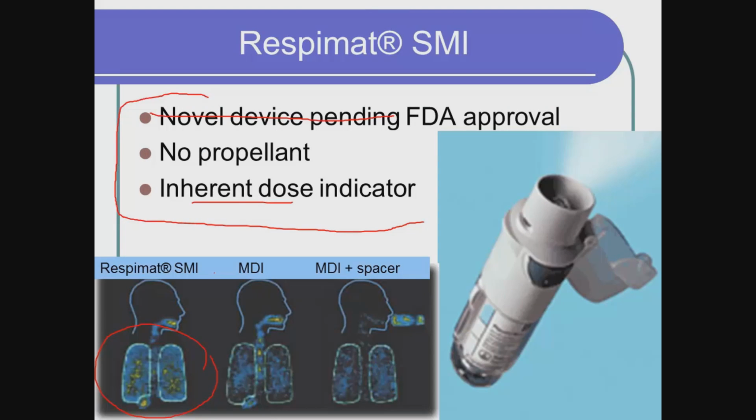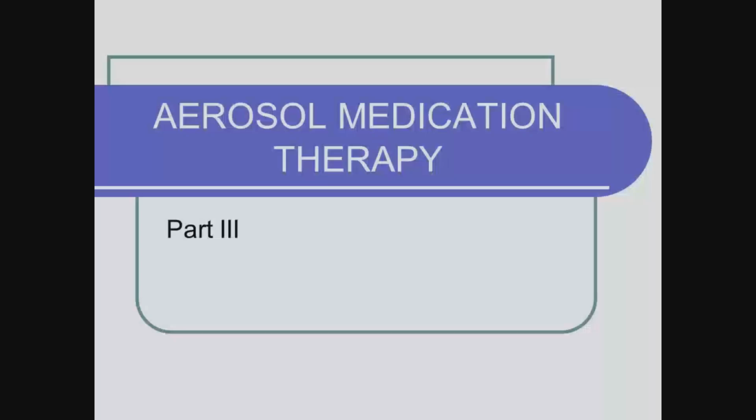This is a brand new one. It is not pending FDA approval. It has FDA approval. There's no propellant. And there are basically a few medications that we'll end up seeing that are utilized with this. For right now, just recognize that there's an alternative way for specific medications to be nebulized. It's called an RSPT, and we'll talk more about it when we talk about specific bronchodilators.